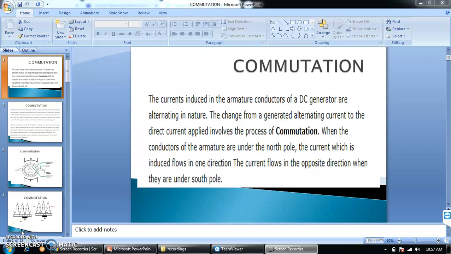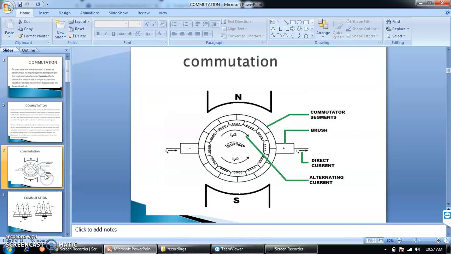Good morning, dear all. As I was talking with you about the commutation procedure, it's a very important topic in case of a DC machine or generator, whatever case you are dealing with. So I had stopped the class in Microsoft Teams at this diagram, so I am beginning from here.